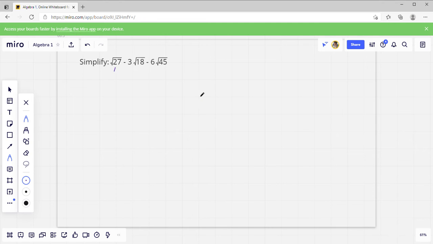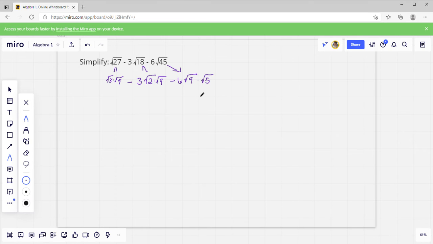This one has a 27. That will be the square root of 3 times the square root of 9, minus 3 times 18, which would be the square root of 18 would be 2 times the square root of 9. Okay, and then we've got this one, which will be minus 6 times the square root of 45. Let's see, 9 times 5 is 45.